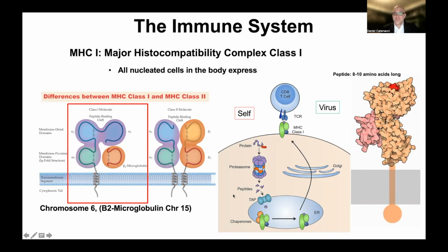On the other hand, if it's a viral protein or a cancer protein that is now being degraded and put onto the MHC class 1 and presented outside the cell, then if you happen to have a T cell that has a TCR variable region that can bind to this like a lock and key, then it will be activated.